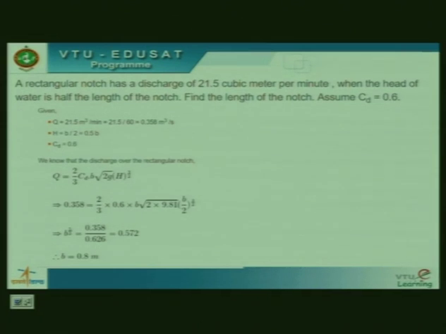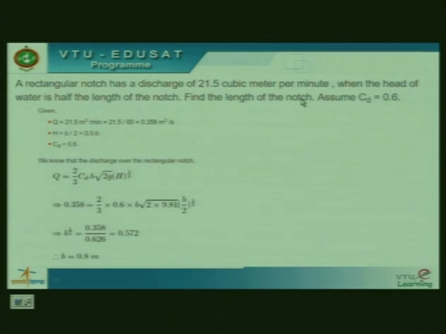Now, Q is equal to 21.5 cubic meter per minute. You must be very careful here. Kindly convert this into cubic meter per second. Remember, 1 minute is equal to 60 seconds. Therefore, this becomes 0.358 cubic meter per second.